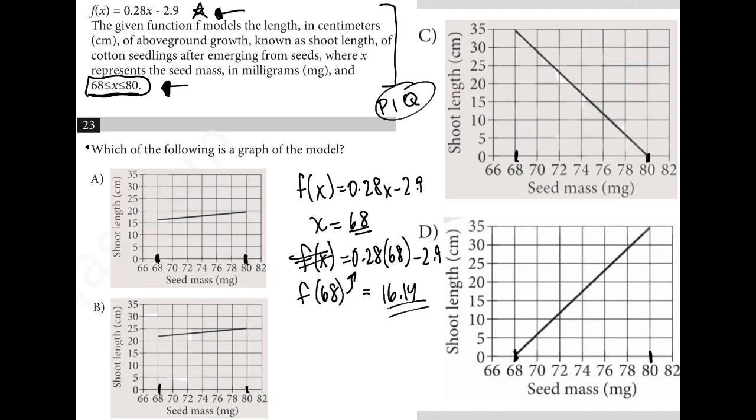So it looks like choice A. Yeah, that looks like that could be 16. Choice B, that's above 20, so B is gone. Choice C, that's way up here at 35, so C is gone. And choice D, we're at 0 basically, so D is gone. So choice A is the only answer that makes any sense.